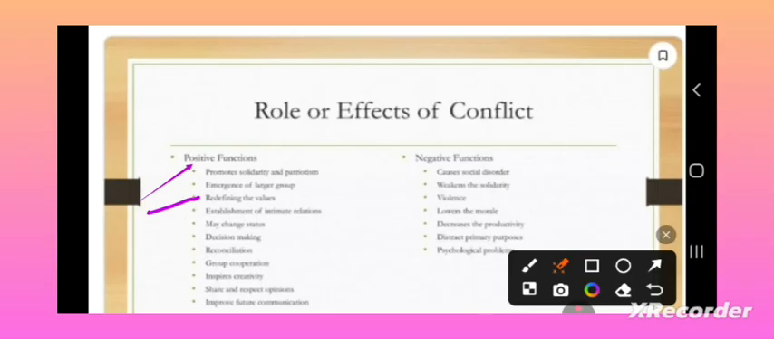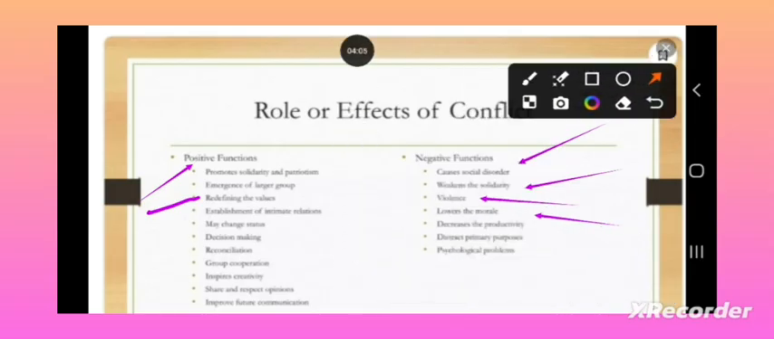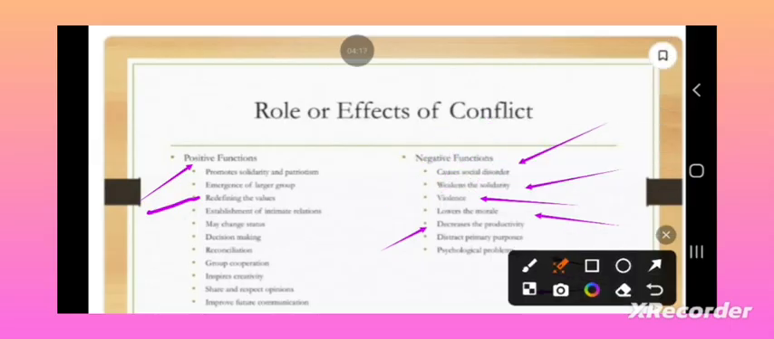And the negative functions: it causes social disorder, weakens solidarity, leads to violence, threatens morale, decreases productivity, disrupts social integration, and causes psychological problems. So these are the negative functions of conflict. The effect of conflict has both positive and negative functions.